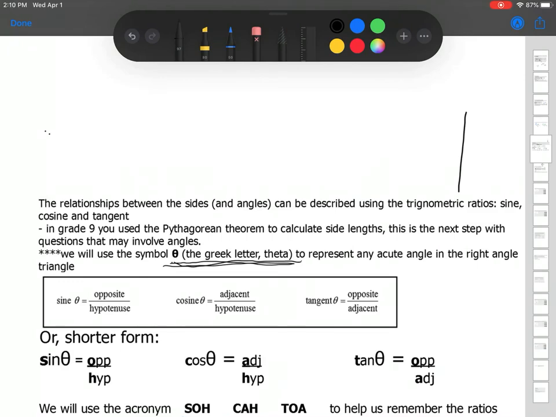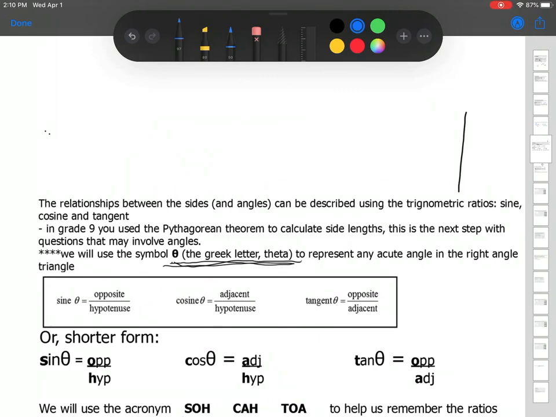Okay, so now the three ratios are sine theta, which is when you are looking for or given the opposite side and the hypotenuse. Cosine theta is when you are looking for or given the adjacent side length and the hypotenuse. And tangent theta is the opposite side length and adjacent side length, no hypotenuse at all.